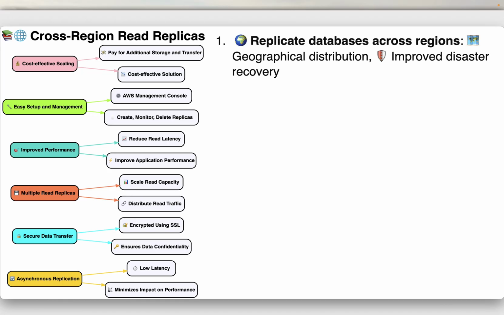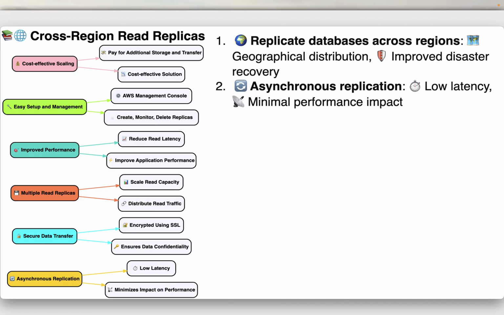Replicate database across different AWS regions. Cross-region read replicas. So that was backups earlier, and now it's read replicas. Cross-region allows you to create read-only copies of your database in different AWS regions, providing geographical distribution and improved disaster recovery capabilities.